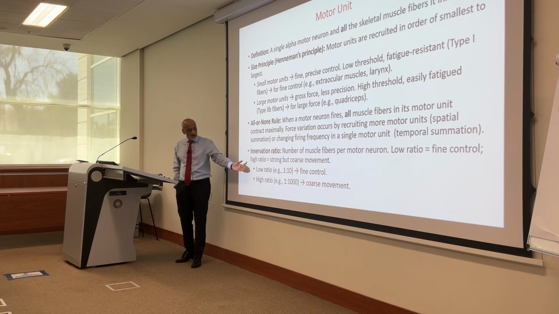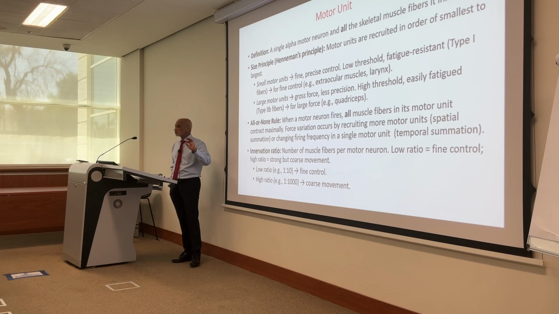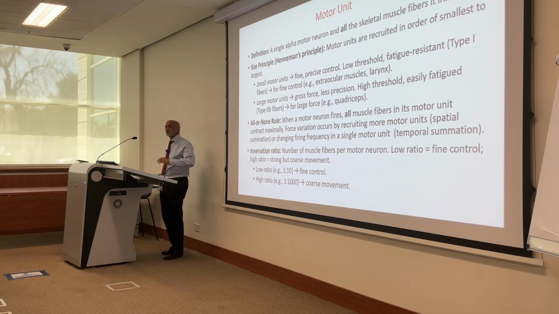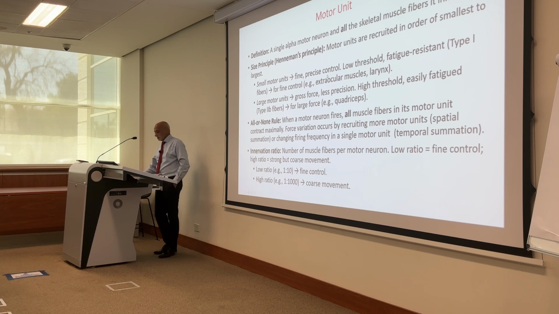On the other hand, high ratio, where you have one motor neuron going through 1,000 muscle fibers. Why would you want that? You would want that because you want to run or jump. Okay? All right? So those are coarse or gross movements. So again, small motor units. Okay, let me just get a pointer here quickly. Small motor units. All right?